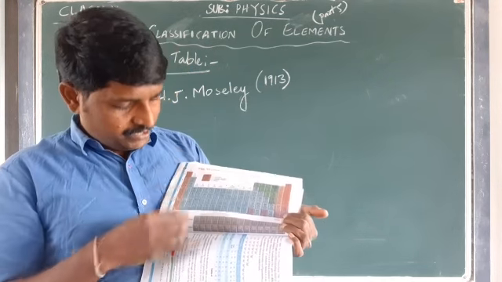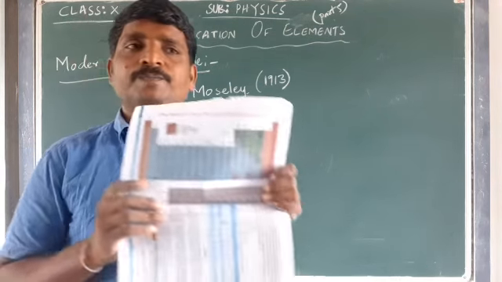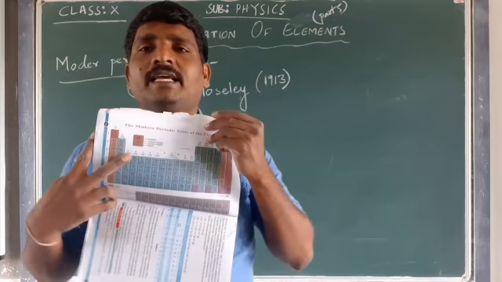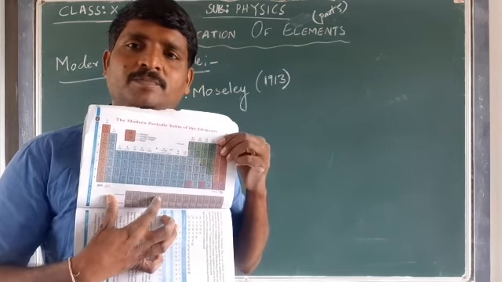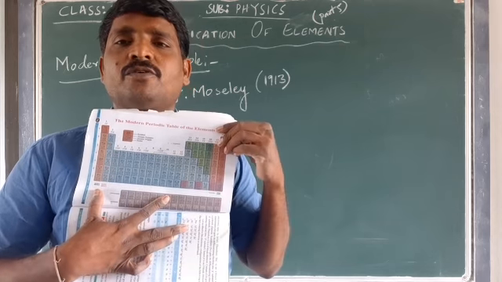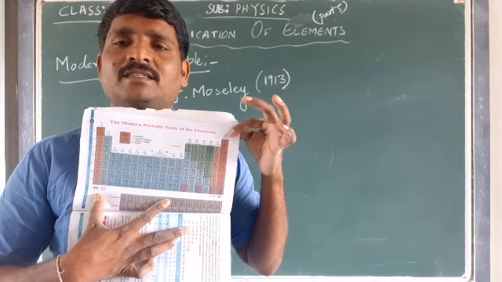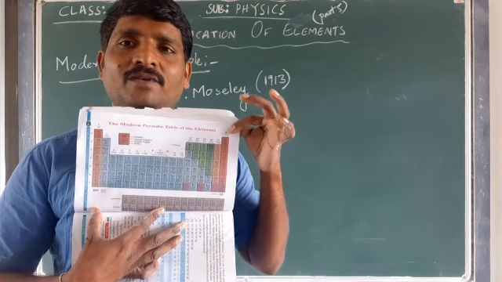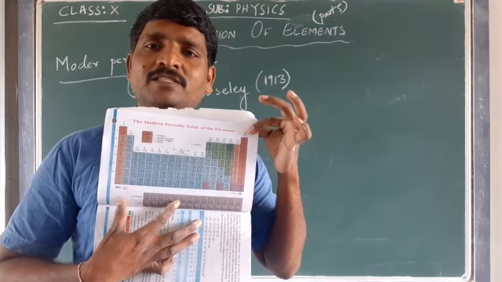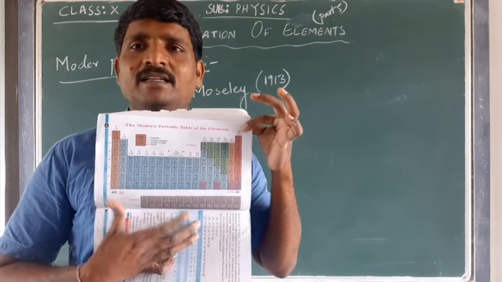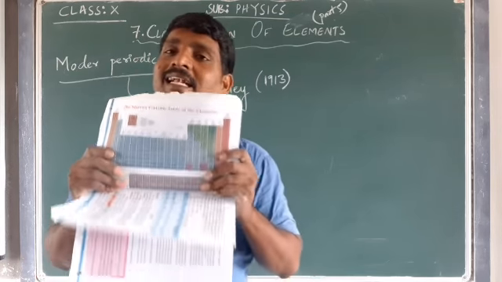You can refer to page number 132. The modern periodic table, shown on this page, shows the arrangement of elements in this manner. What makes the elements be arranged in this manner? That's what we are going to discuss in detail.